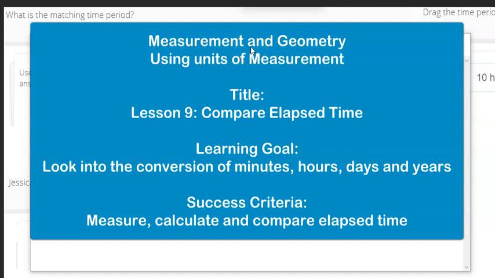This is lesson 9 from the using units of measurement topic, and this one here we're going to compare elapsed time. The learning goal for this one is to look into the conversion of minutes, hours, days, and years, and the success criteria is to be able to measure, calculate, and compare elapsed time.